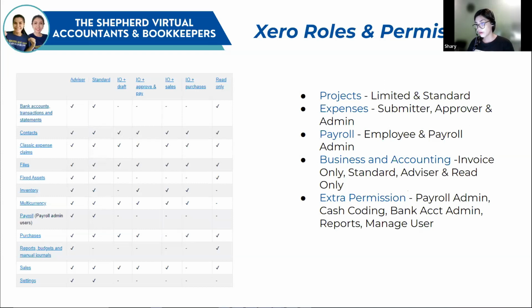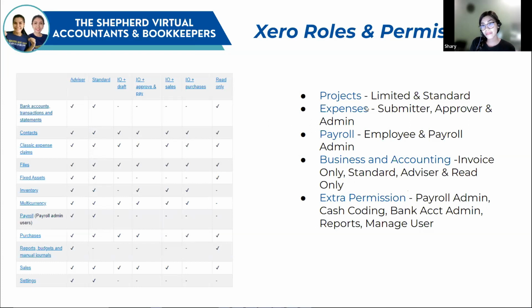or payroll. Okay, so dito for project, let's say gusto mo, ang access niya lang is projects. So bigyan mo siya ng limited and standard role. Okay? And then let's say for expenses naman, bigyan mo siya ng submitter, approver, and admin role. For payroll, you can give employee and payroll admin role. For business and accounting, you can actually give invoice only, standard, advisor, and read only. And then you can actually add extra permission.